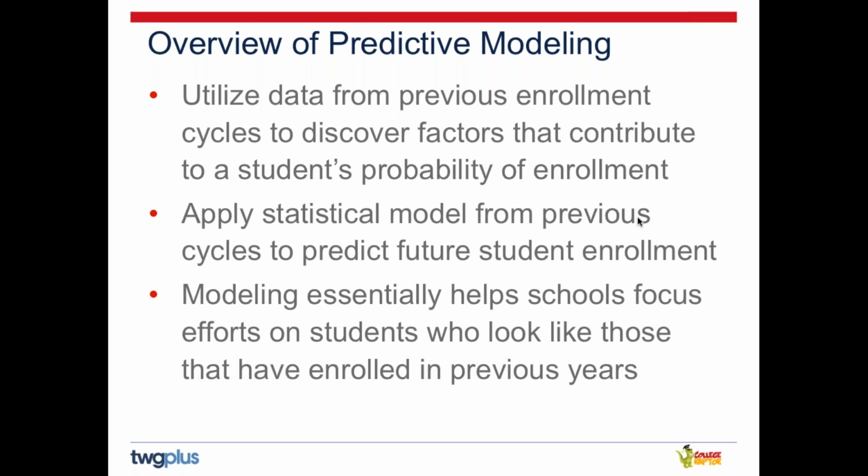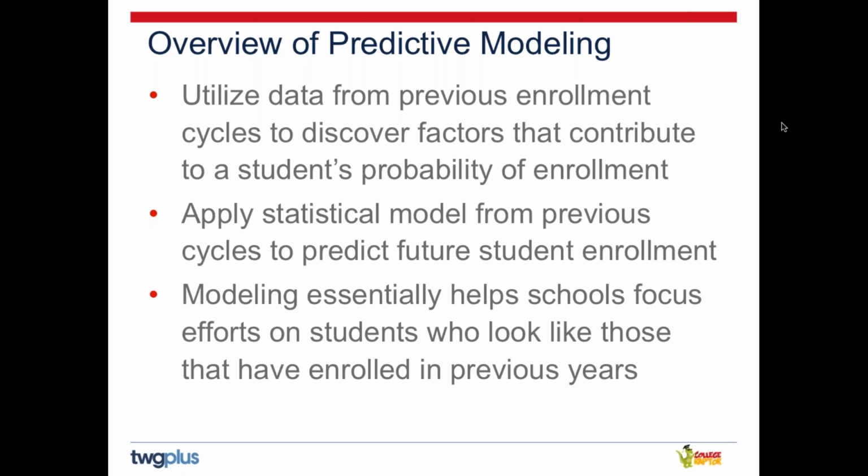Essentially, when you build it, you get an equation that says you multiply this factor, let's say SAT score, by this amount, plus this other factor, let's say distance from campus to home, times this amount, and so on. Then you end up getting a score that tells you a student's probability of enrollment.